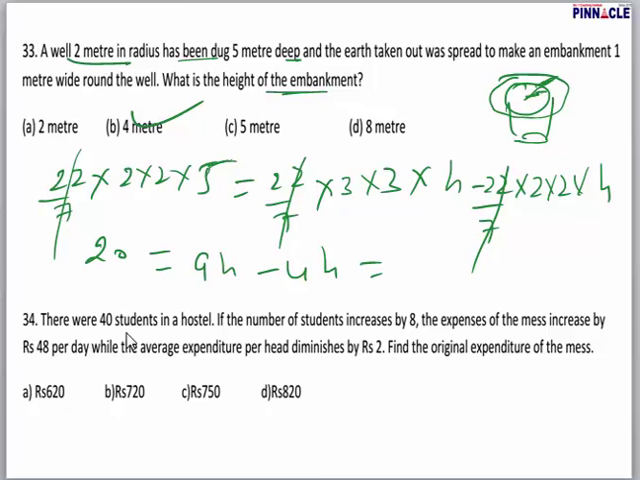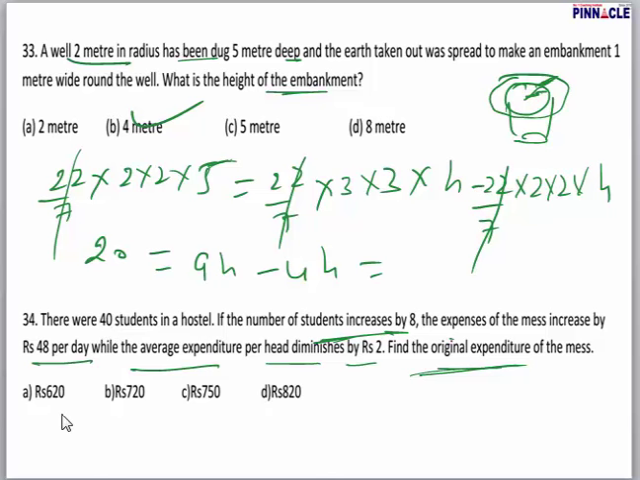There were 40 students in a hostel. If the number of students increased by 8, the expenses of the mess increased by 48 per day, while the average expenditure per head diminishes by rupees 2. Find the original expenditure of the mess. You have to find the original expenditure, means the answer should not be in fraction. Now why should it not be a fraction? Because here nothing is given in fraction. It means take that number from the option which will be divided by 40.